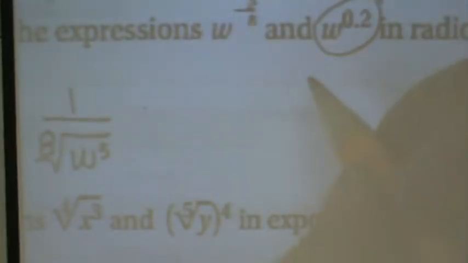Next one. This one has a decimal. How do you change 0.2 to a fraction? It's 2 over 10, which is good, but can you simplify it? 1/5. Okay.